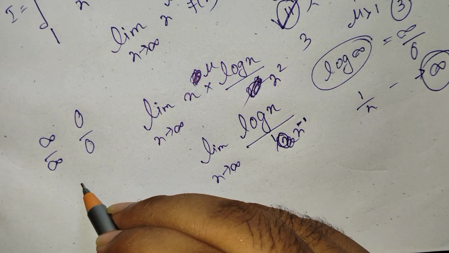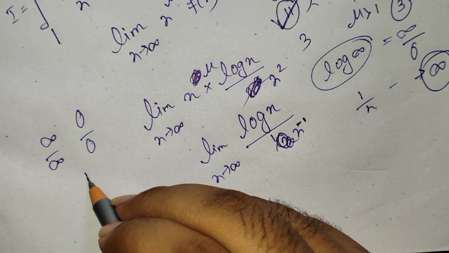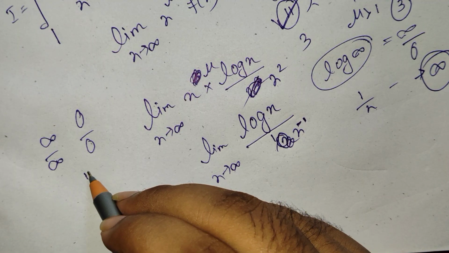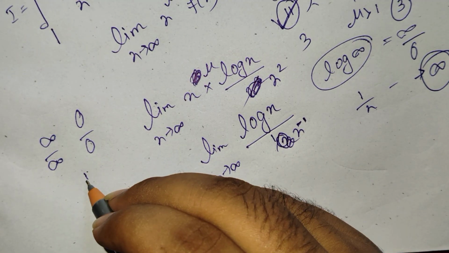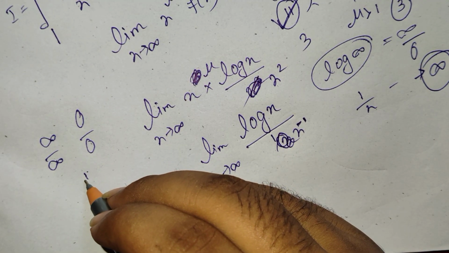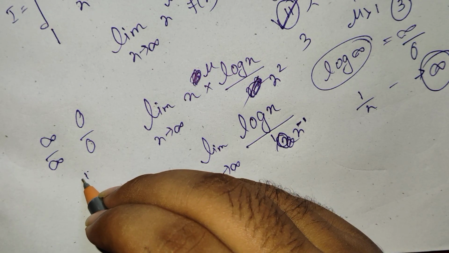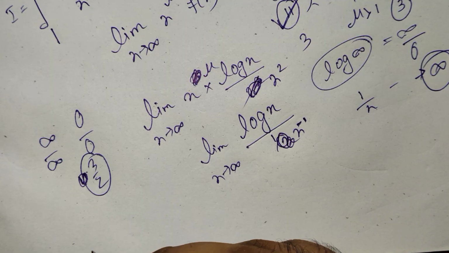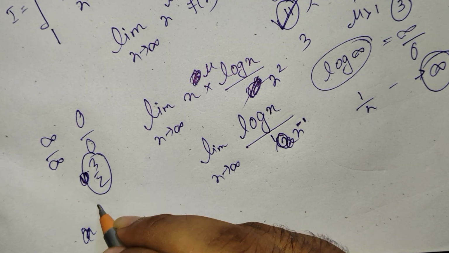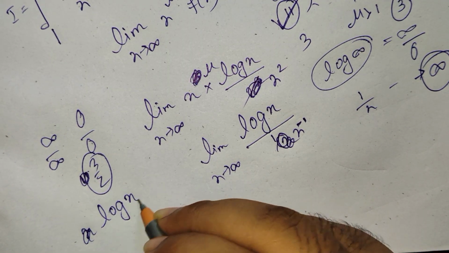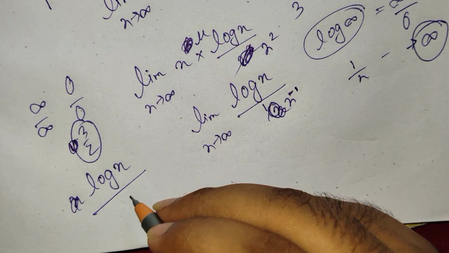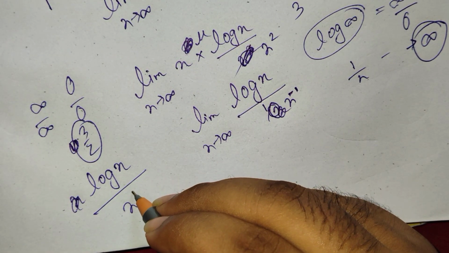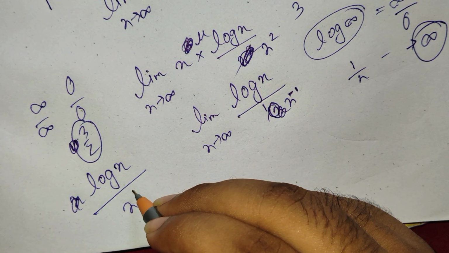But if we are taking mu which is, let's say, just assume, let's say I'm talking about 3 by 2, just assume it. In that case, log x to the power 2 minus 3 by 2, which is basically 1 by 3.